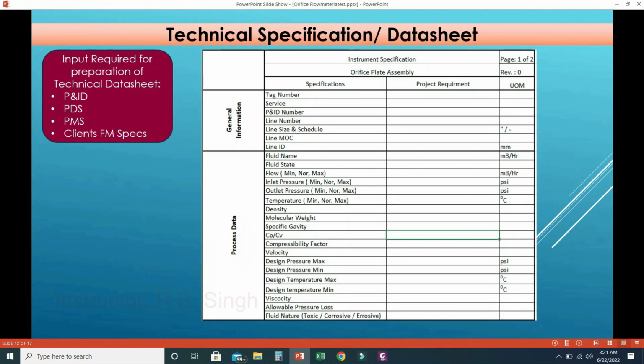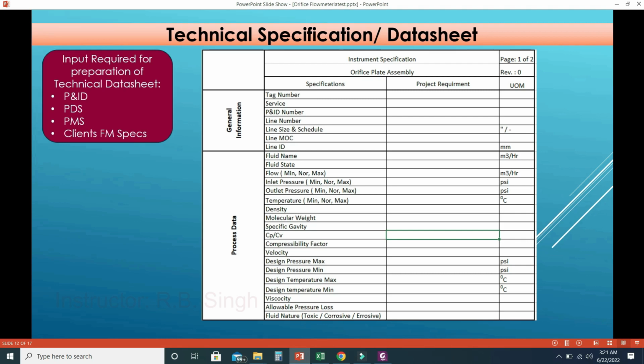Technical specifications or data sheets. To purchase the perfect orifice meter, we have to prepare the technical data sheet. In every engineering project, we are required to prepare these technical data sheet documents. Suppose you have 200 orifice meters in your project, then you have to prepare 200 technical data sheets. So before preparation of technical data sheets, how will you prepare this? First of all, you require some input.